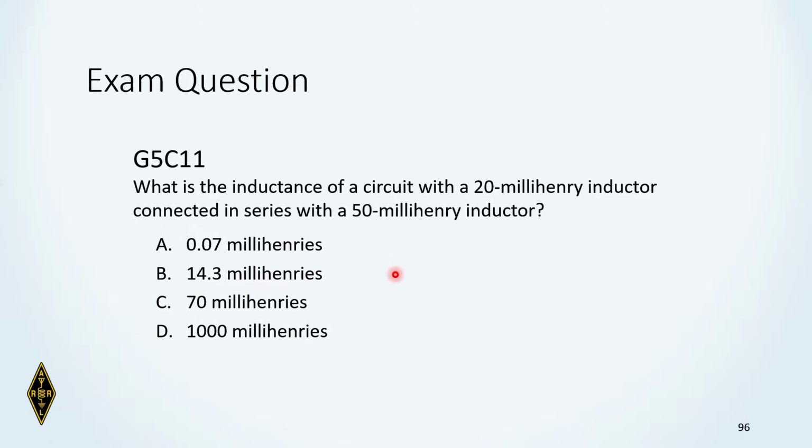What is the inductance of a circuit with a 20 millihenry inductor connected in series with a 50 millihenry inductor? Charlie. Okay, are these in series or parallel? Oh, it's series. You're right. Okay. In series, so it is 70. Yeah. No, you're right. Good. I'm glad you caught me.